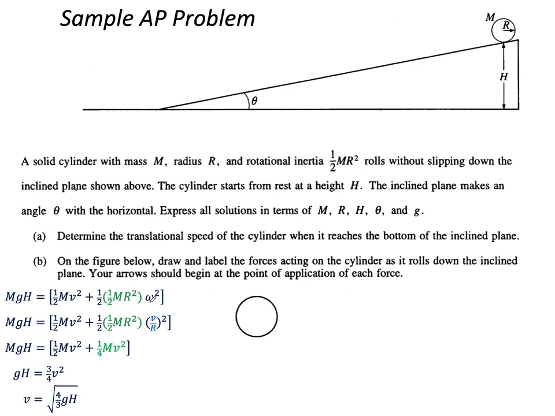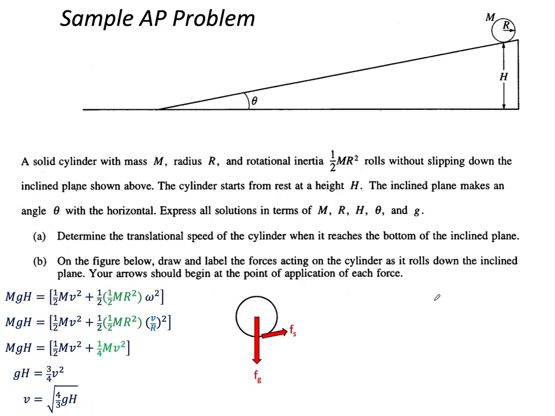All right. B, on the figure below, draw and label the forces acting on the cylinder as it rolls down the inclined plane. Your arrow should begin at the point of application of each force. Well, we've already talked about the fact that if it rolls without slipping, there has to be a force of static friction acting up the ramp, and that acts at the point of contact between this thing and the ramp.